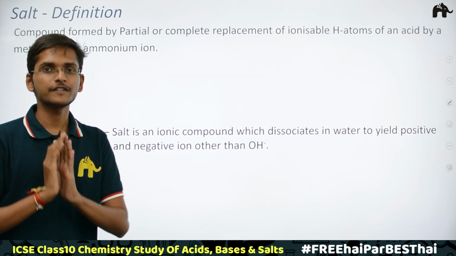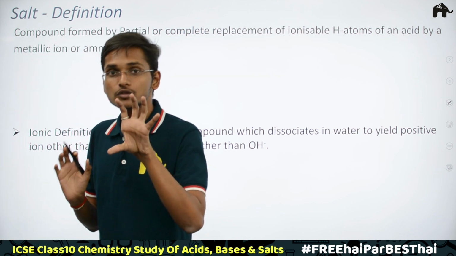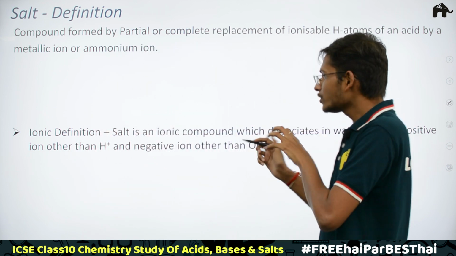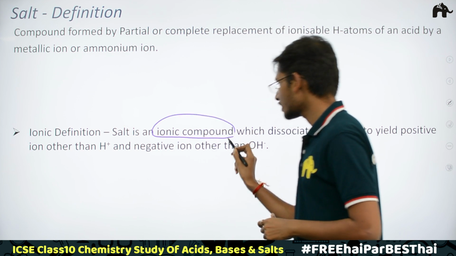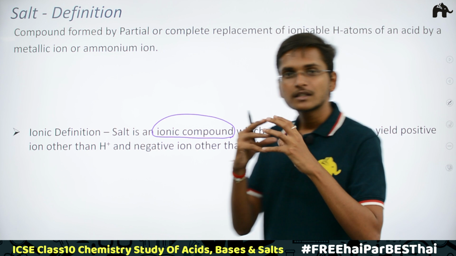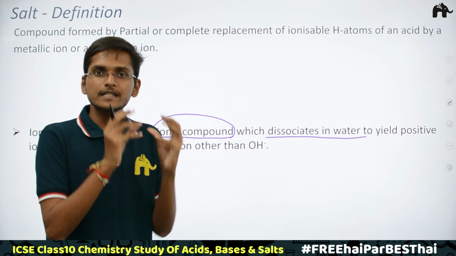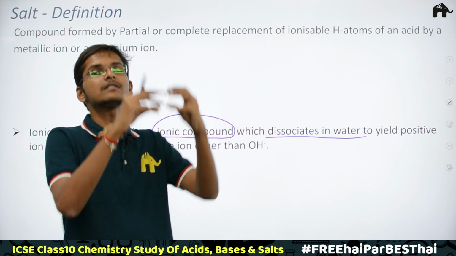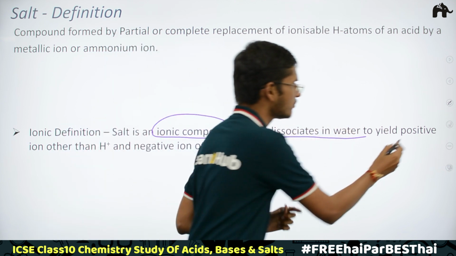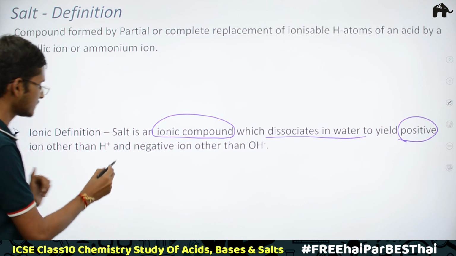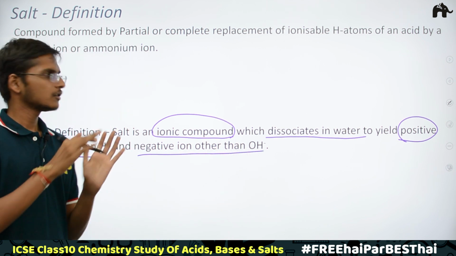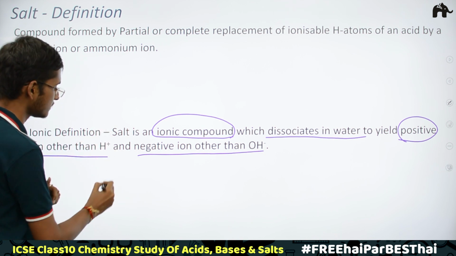Now let's see the second definition, the ionic definition of salt. What does the ionic definition say? Salt is an ionic compound which dissociates in water, which means the ionic compound is made up of ions, and these ions get separated in water to yield a positive ion other than H plus and a negative ion other than OH minus. Very simple. Let's take an example to understand this definition.